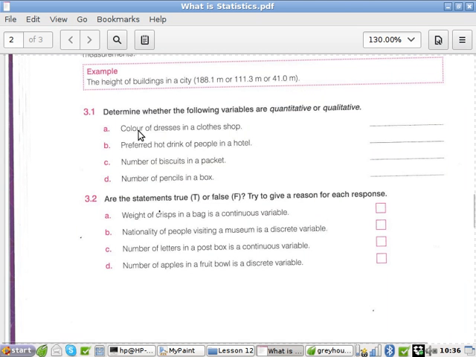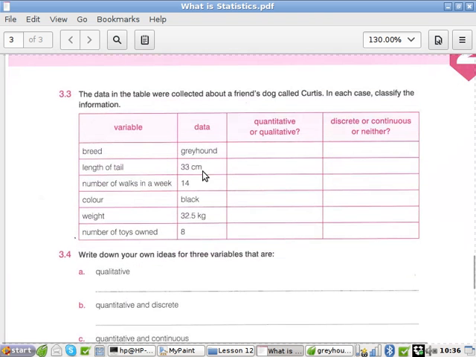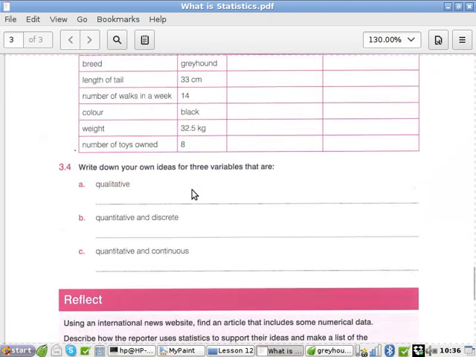Color of dresses. Nominal. Preferred hot drink. Nominal. Okay, they were qualitative. Now which ones were... oh yeah, breed. Greyhound. Qualitative. Ordinal or nominal? Nominal. What else did we have? Color. Nominal. Okay. Let's see what examples you gave for qualitative, and then we can see if they're ordinal or nominal.